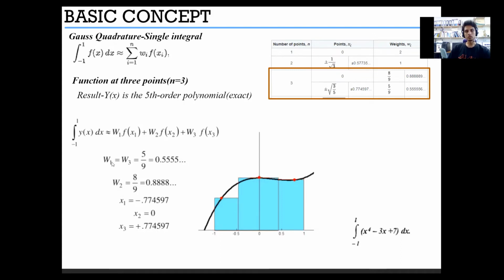And how about the w? So w1 would be like this one, w2 will be this one, and w3 will be this one. The w will just follow the ascending or descending order of the x. So for the 3 points, we get w1 f of x1, w2 f of x2, and w3 f of x3. It seems quite difficult, so let's solve an example here.